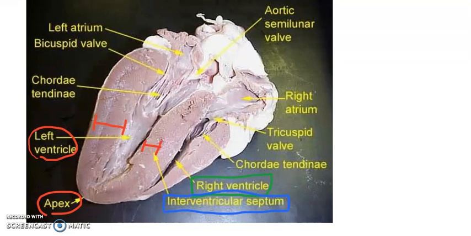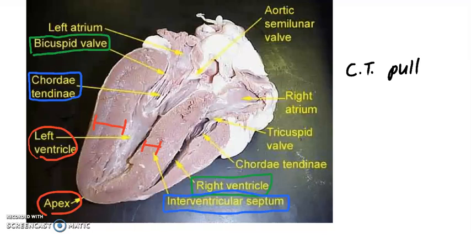Okay. Here we have our valves. So this would be on the left side. And attached to these valves are these string-like structures. We call these chordae tendineae. And these close shut when backflow occurs. They pull the valve shut. So the chordae tendineae, so CT, pull the valve shut during backflow.